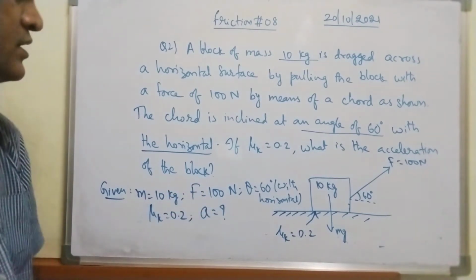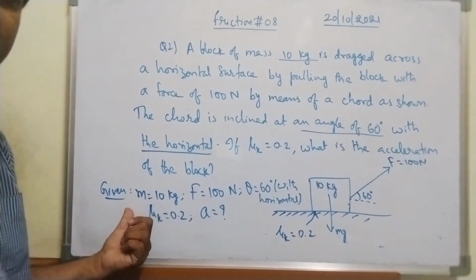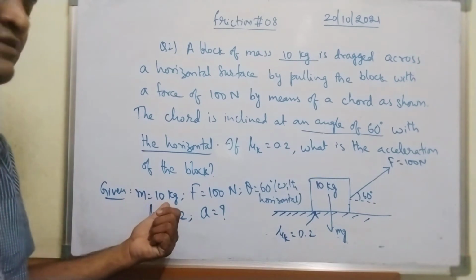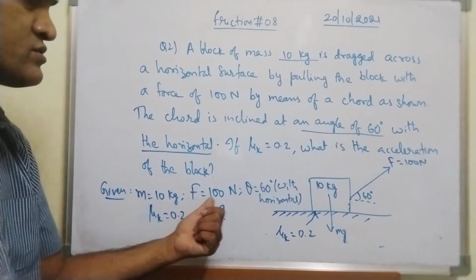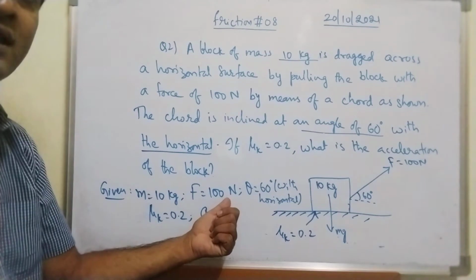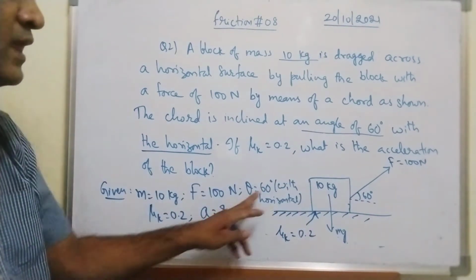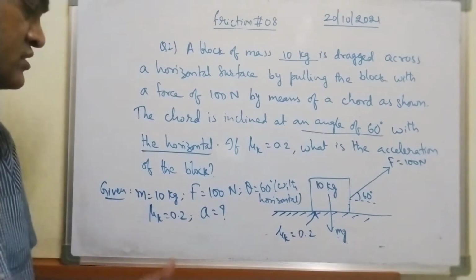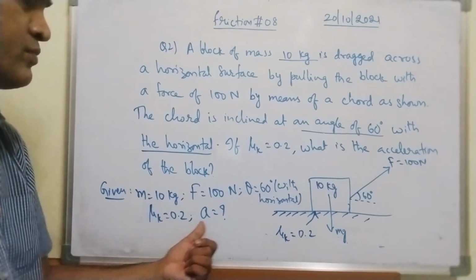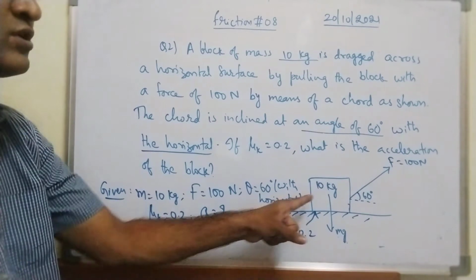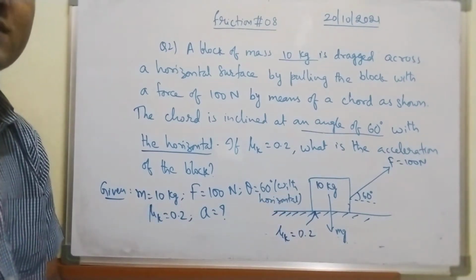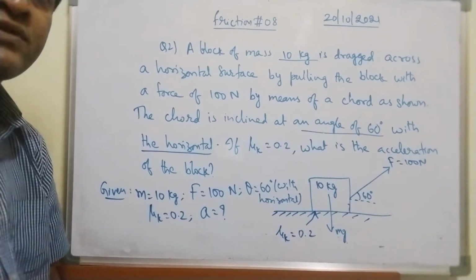This is the question, and the data I have written here again. Mass is given as 10 kg. Applied force is 100 Newton, which is making an angle of 60 degrees with the horizontal. Mu k is given as 0.2. I need the net acceleration on the block.